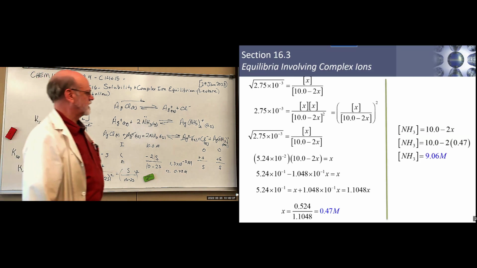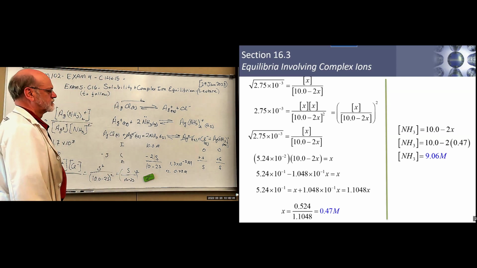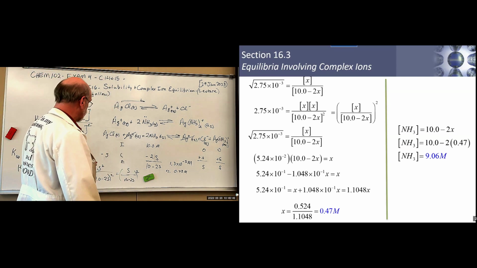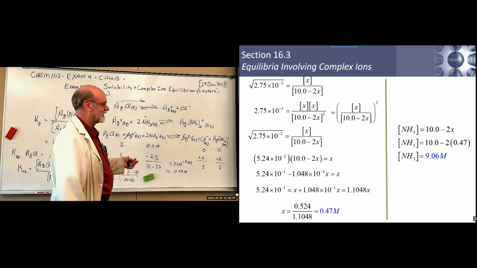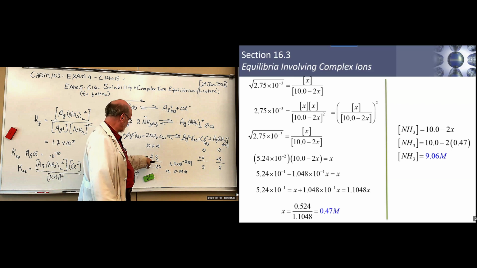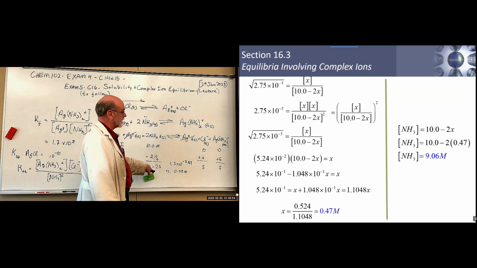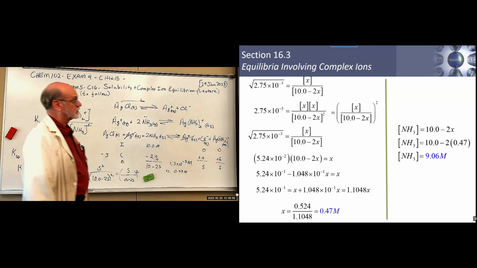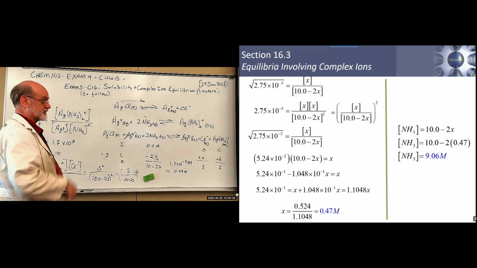Let's see, what am I doing over here? Oh, what's left over, right? If we wanted to know what's left over of the ammonia in solution, there's a lot of it left, right? 10 minus 2S. If we solve for this part right here, that tells us what's left at equilibrium. 9 molar. So we have to have a lot of ammonia in there to accomplish this solubility.